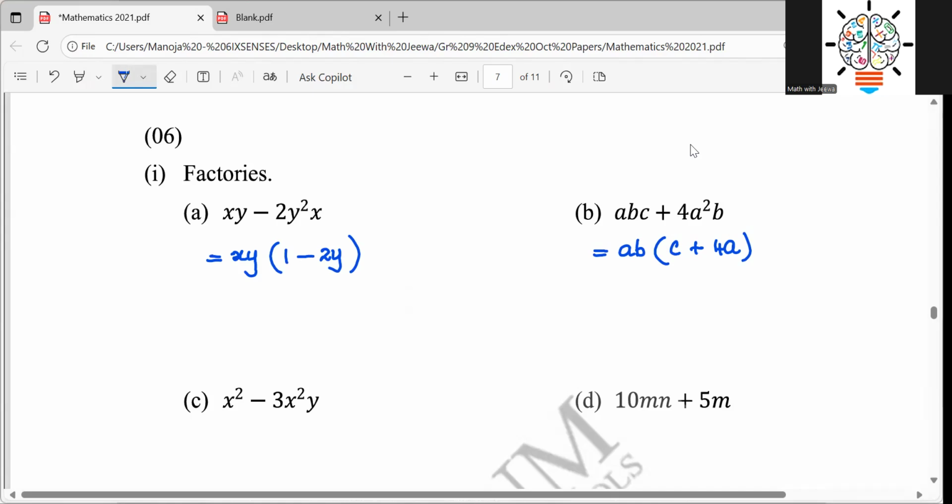So always once you are done with the factorizing, children, if you want to double check whether you have done this correctly, you can expand the bracket and see whether you get the same thing which you have in the question. Now for an example, xy times 1, xy, xy times 2y, 2y squared x. Now ab times c, abc, ab times 4a, 4a squared b, right? So then we will move to the next one.